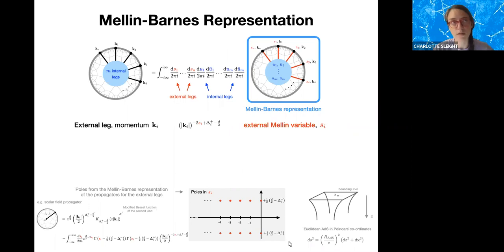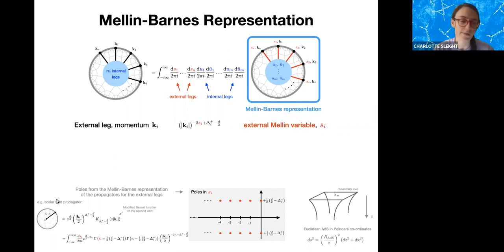And these turn out to be the poles in the Mellin-Barnes representation of the corresponding external propagator associated to each of these external legs, so the bulk-boundary propagators. So in Poincaré coordinates, in AdS, these are essentially modified Bessel functions of the second kind. And the Mellin-Barnes representation of such modified Bessel functions is precisely characterized by these two infinite families of poles that are integer spaced and they head off to minus infinity.